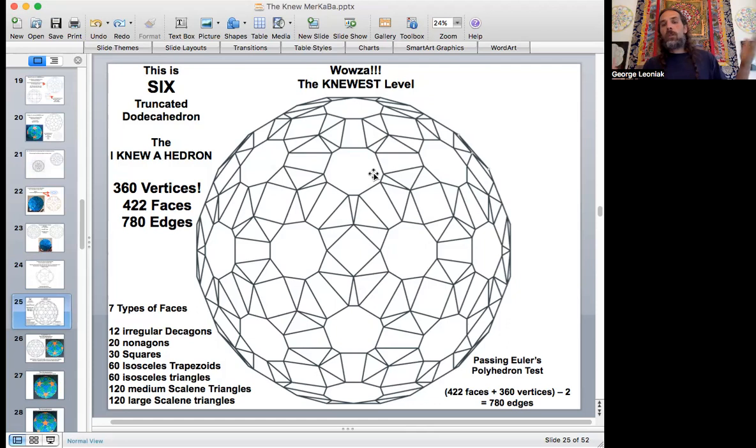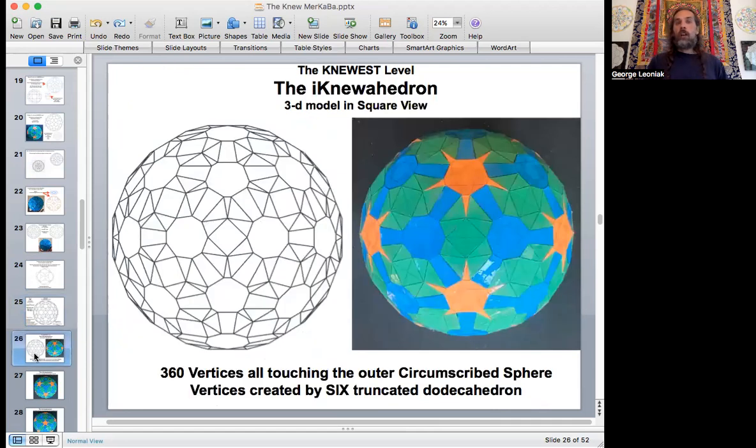So here's the form. I'm about to show some pictures of it. But it passes the Euler's polyhedron test, right? Which means if you take the 422 faces plus 360 vertices, and you subtract 2, you come up with 780 edges. So that's how I got the edges, but I did count all the edges out to make sure that it was accurate, and it is 780 edges. So there's the inuahedron in the square view. This is just so you can compare the two, the drawing to the actual model.